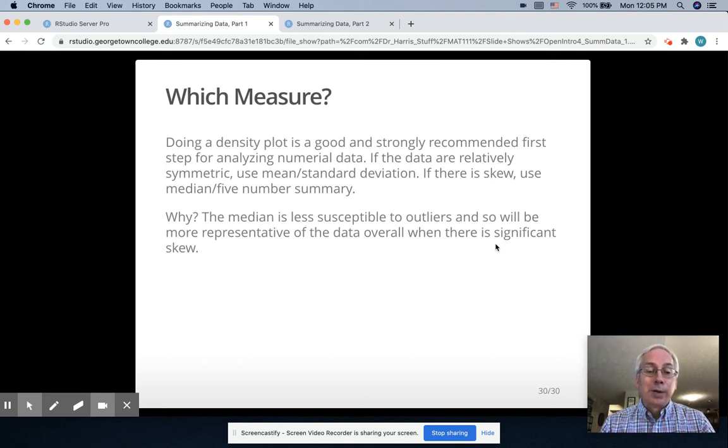That's always our mantra here: look at the data, do a density plot, and then you can tell how symmetric or skewed it is. If it's symmetric, mean and standard deviation. If it's skewed, we'll want to use the five-number summary. Why is that? The median is a more stable representative of the center when we have skew or outliers. And so that's why we're going to want to try to use the five-number summary in that case.